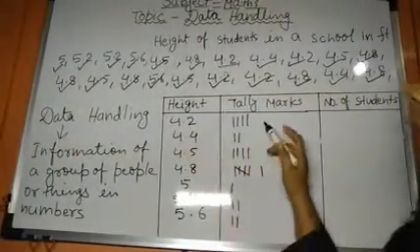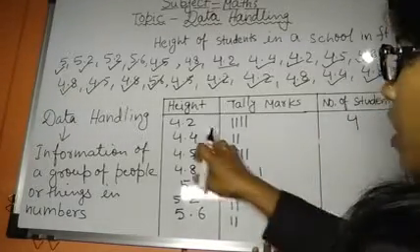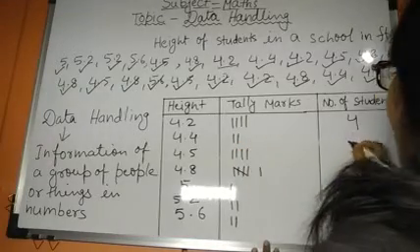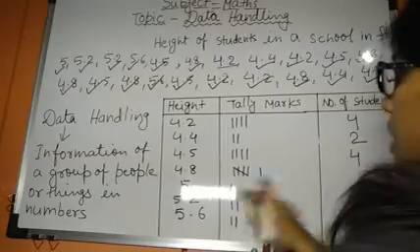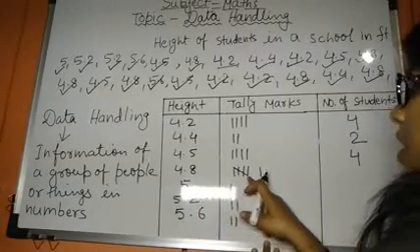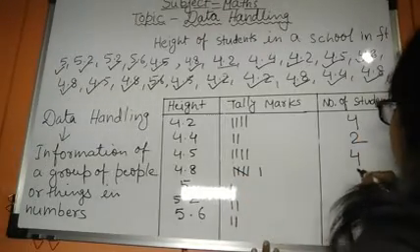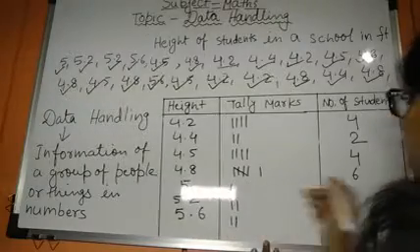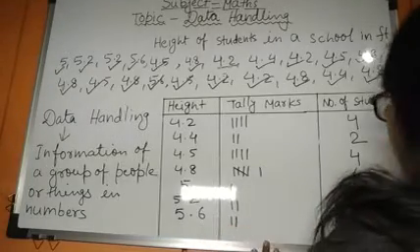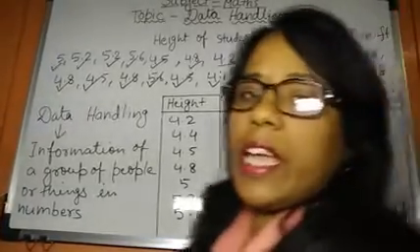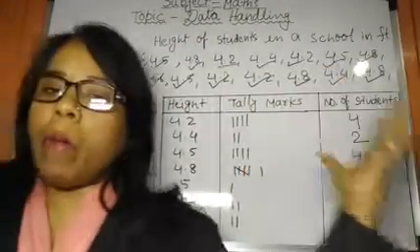So for 4.2, I have seen that 4 students are there. 4 standing lines, 4 students. 4.4, 2 standing lines, 2 students. 4.5, 4 standing lines, 4 students. 4.8, 4 standing lines, 1 slanting line, that is called 5, plus 1, that is 6. 5 feet, 1 student. 5.2 feet, 2 students. 5.6, 2 students. This is the arrangement of data. Now data has been arranged in a proper manner.